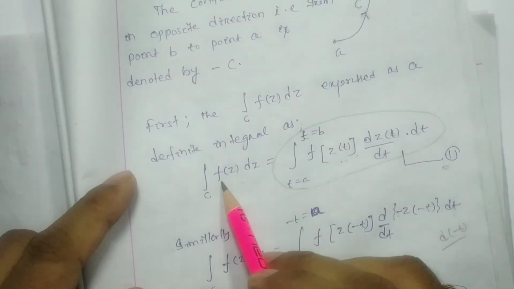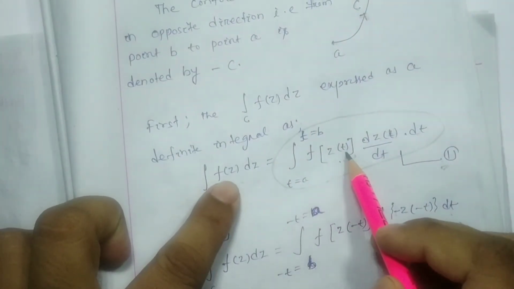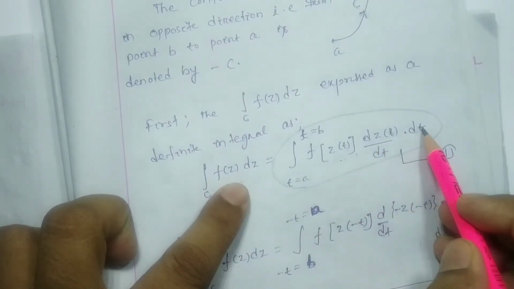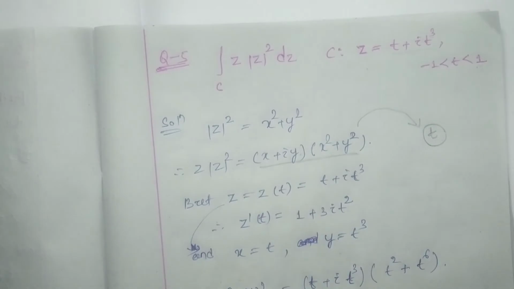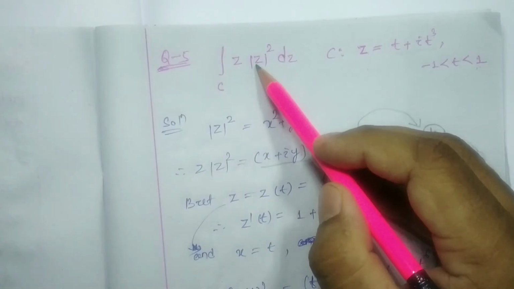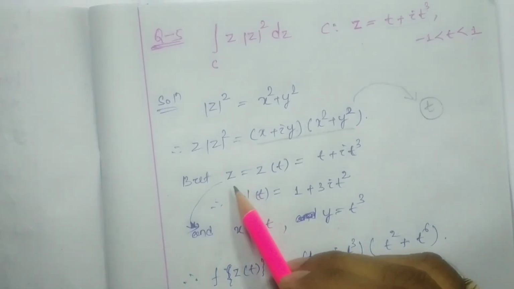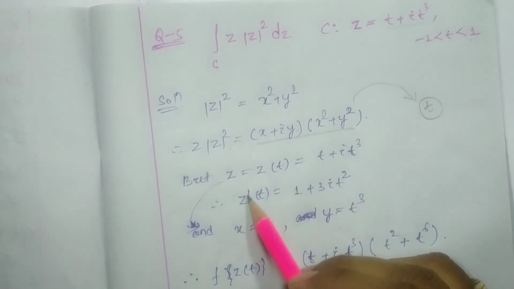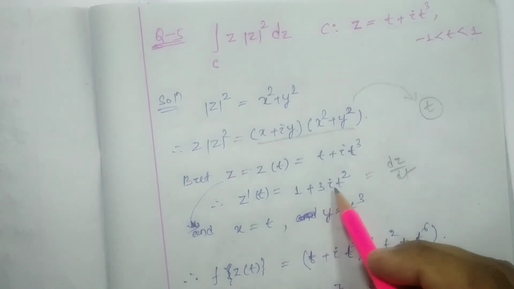Here you can see the integral of f(z) dz can be transformed this way: f of z as a function of t, and dz can be written as dz(t) by dt into dt. This way we have to write. First we have to transform this z into a function of t. That means the function we have, z into z mod square, has to be transformed into a function of t. See, z equals a function of t, that is t plus i t cube, and z dash, which is dz by dt, is nothing but 1 plus 3i t square.